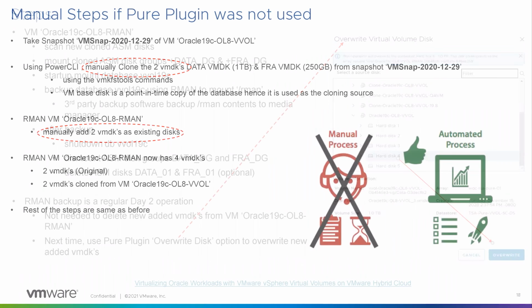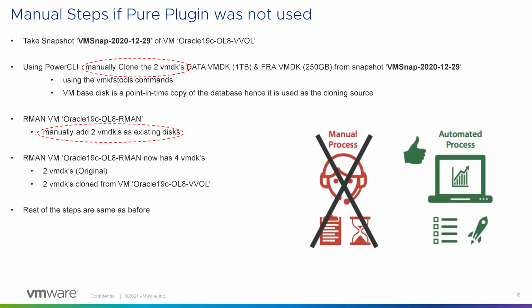All right. So let's say we did not have this Pure plugin. What would the steps entail? If we don't have this plugin, we would again take a snapshot of the virtual machine, the Oracle production database. But in this case we would have to use PowerCLI to manually clone the two VMDKs from that snapshot.